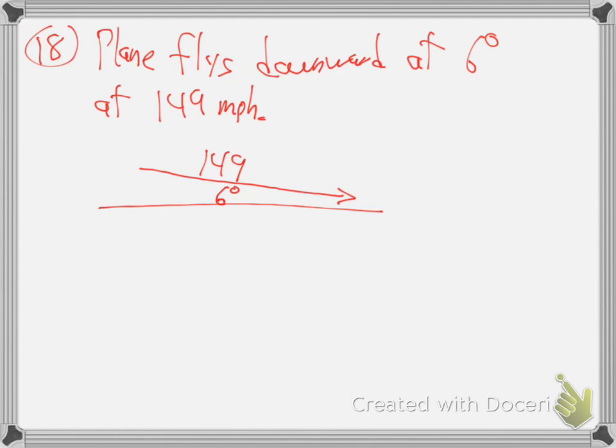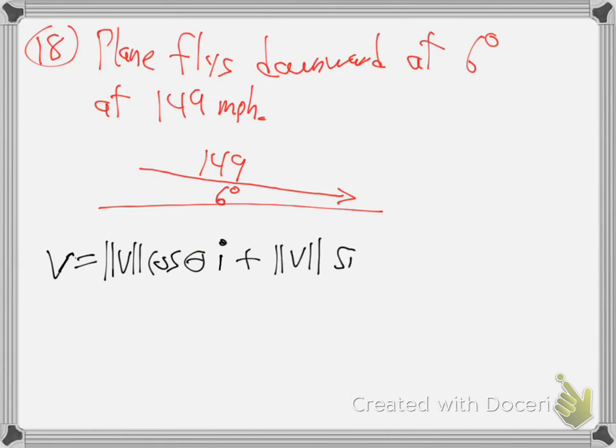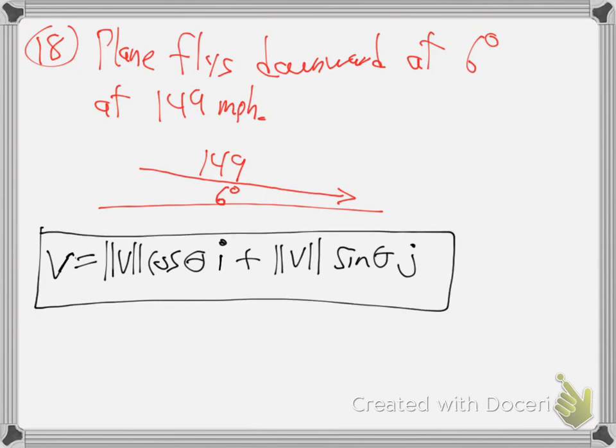Didn't I say any vector v will equal the magnitude of v times the cosine of theta i, plus the magnitude of the vector times the sine of theta j? Didn't I give that to you? Okay, yeah, so that's the main one. We'll just keep using that again and again and again. But here's the trick with that.